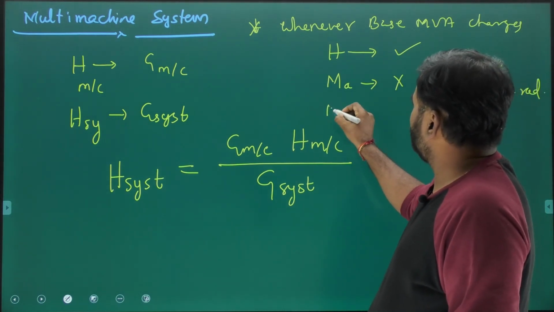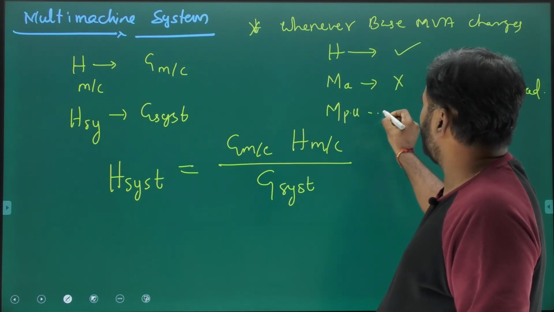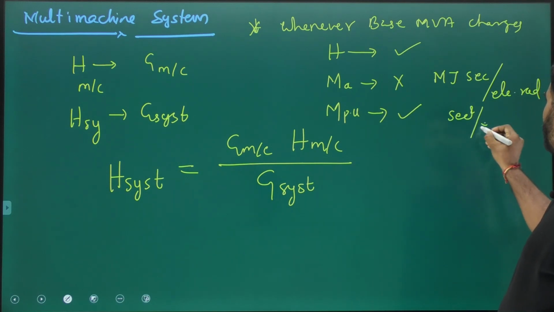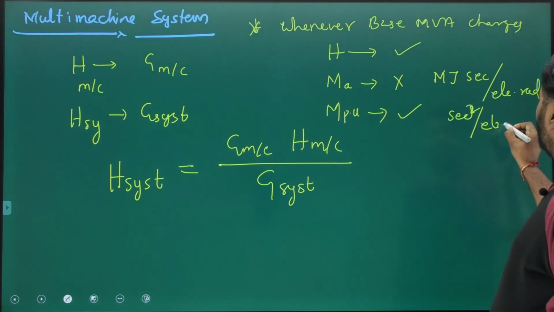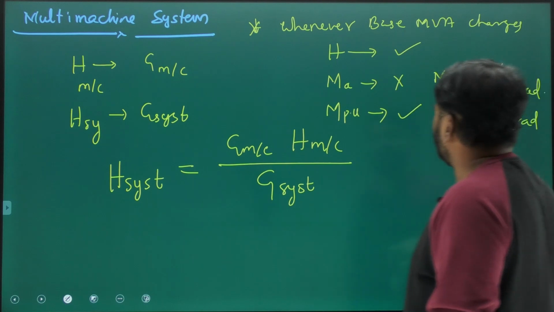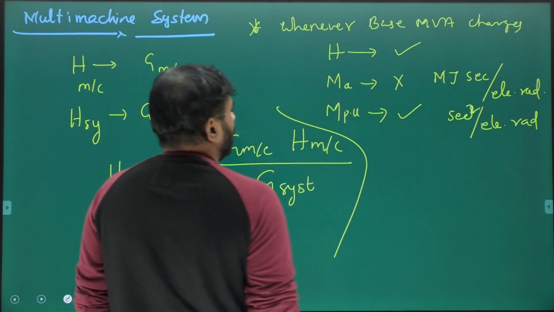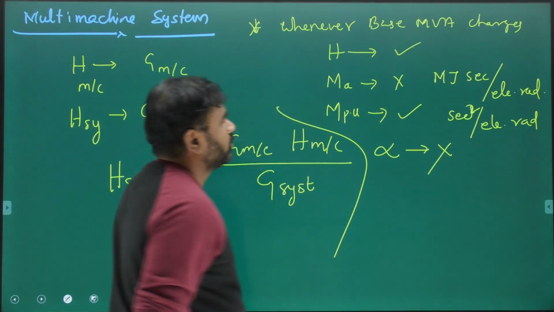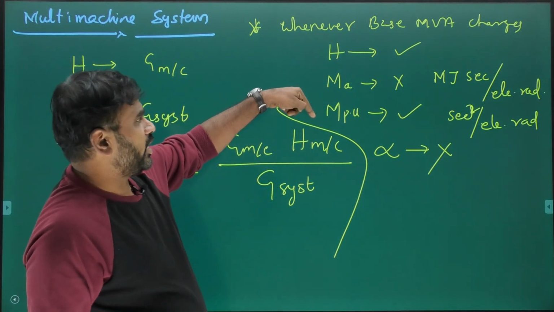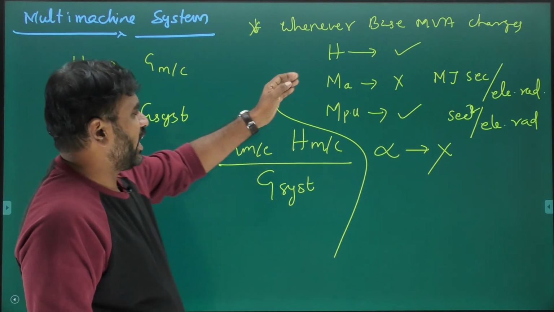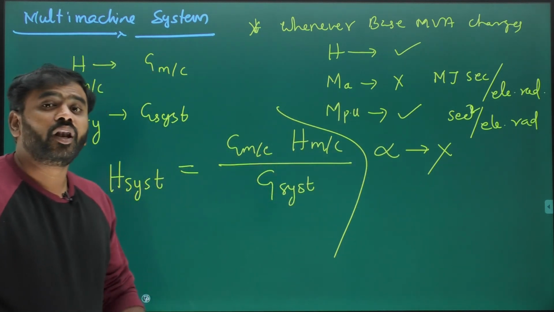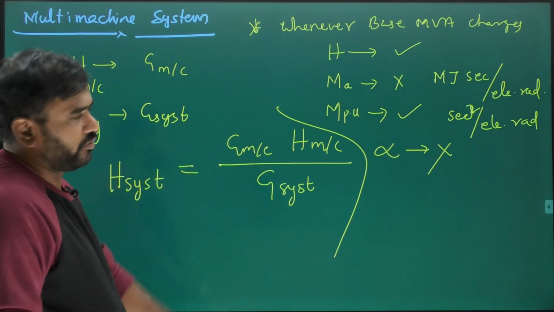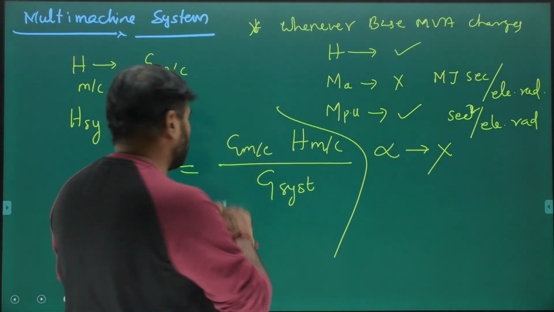Then M in per unit form definitely will change. M in per unit form means what are the units? Second square per electrical radian. That will definitely change. And next, alpha, the acceleration, will never change. So H will change, M in per unit form will change, but M in actual form and alpha will never change if there is a change in base MVA. Careful about this, this is very, very important.